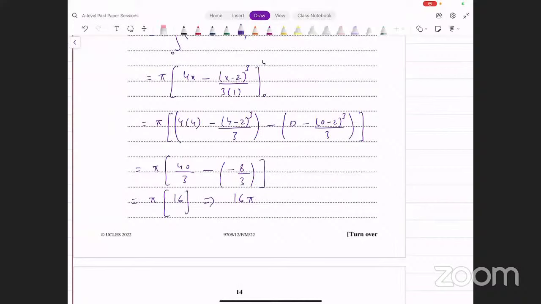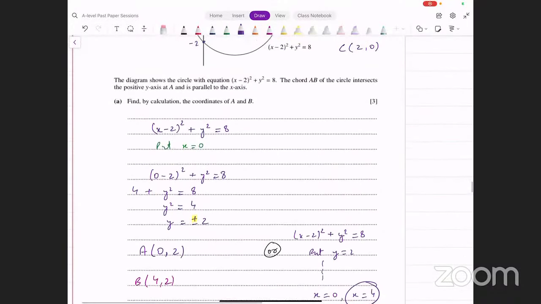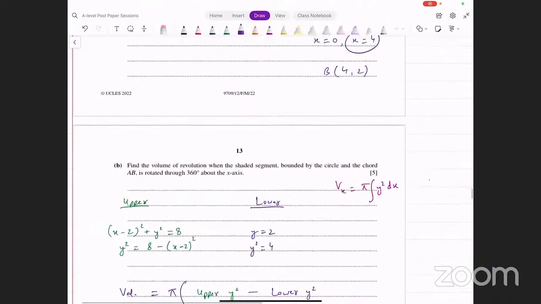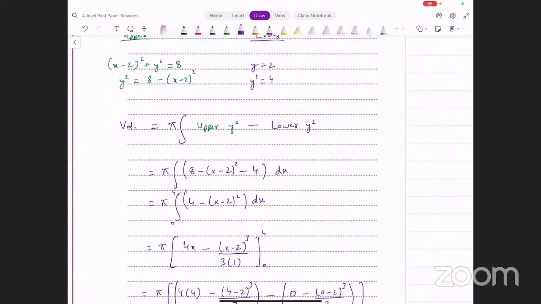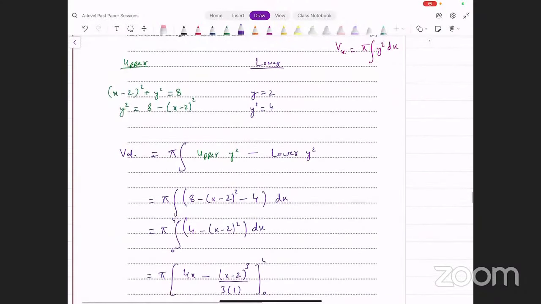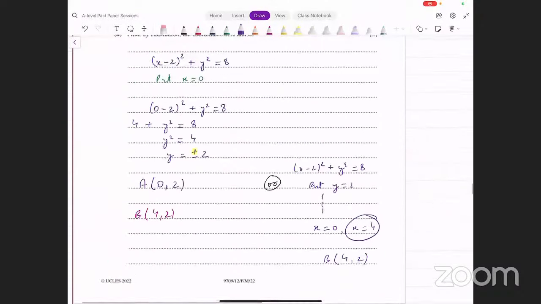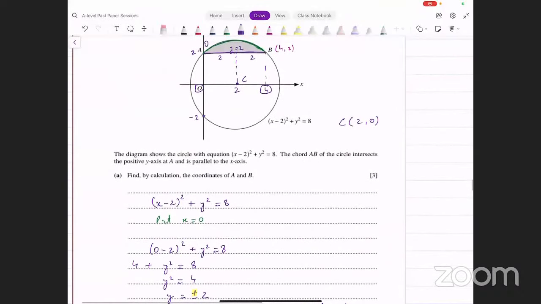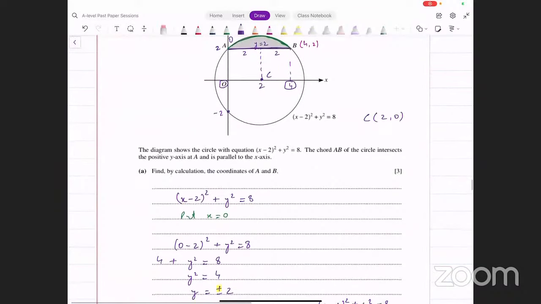I'm just looking at the final result there. Is there any careless error somewhere? Okay, let me go back there. 8 minus x minus 2 whole square. Can somebody spot any error somewhere? I'm just checking the final answer, and that is apparently not correct. Okay, so there is some error somewhere. Oh, okay, y square equals 8 minus x minus 2 whole square. दूसरी equation क्या थी, y equals 2, y square equals 4. And that is okay. Limits are from 0 to 4.